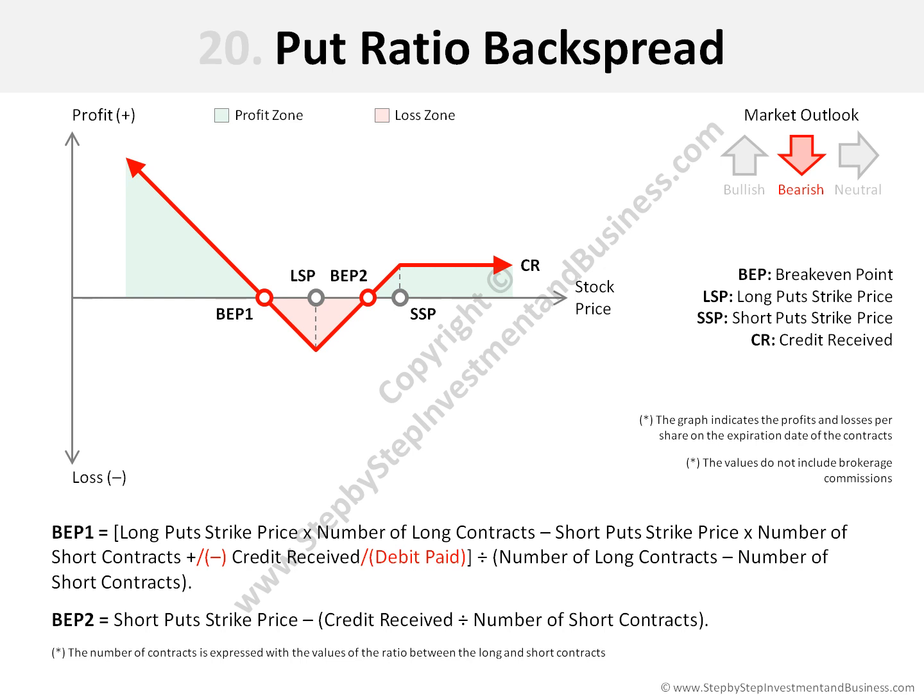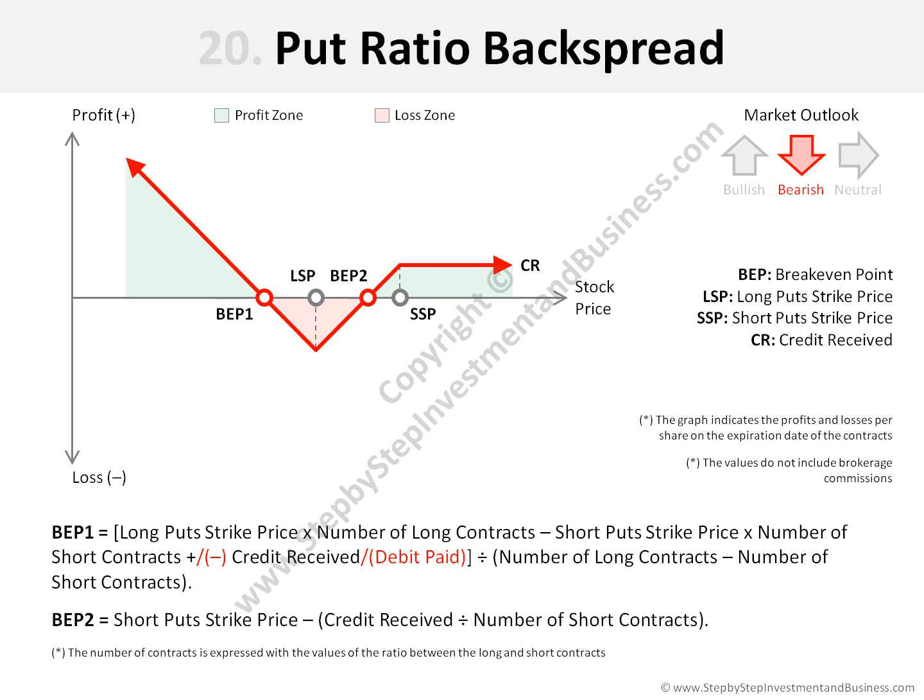Break-even point 1 is equal to the strike price of the long puts multiplied by the number of long contracts minus the strike price of the short puts multiplied by the number of short contracts plus the credit received, divided by the number of long contracts minus the number of short contracts. On the other hand, break-even point 2 is equal to the strike price of the short puts minus the credit received divided by the number of short contracts.